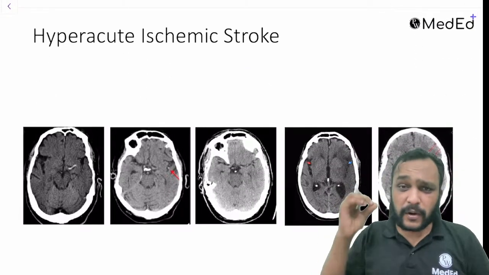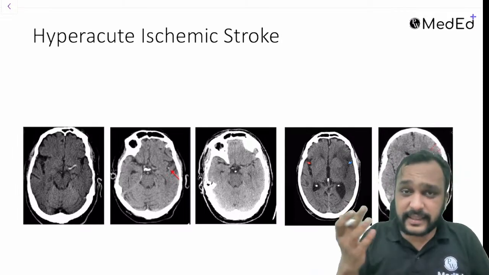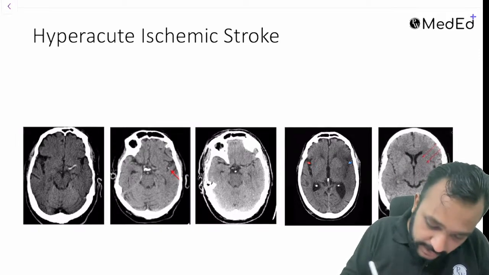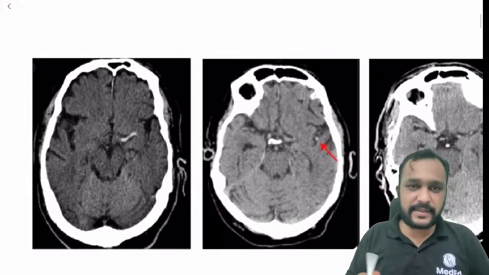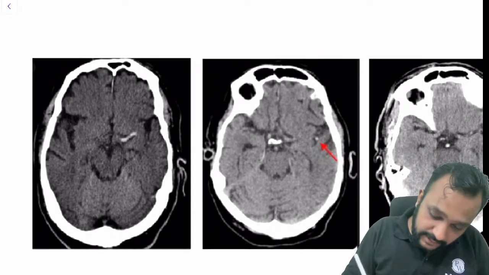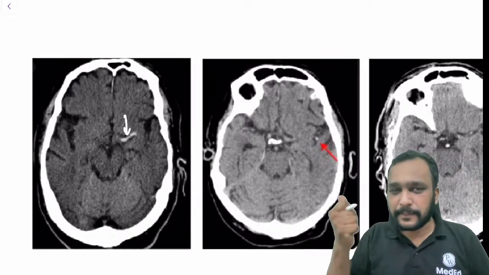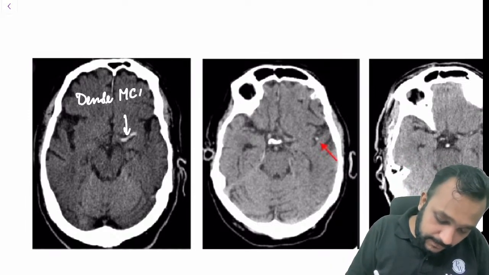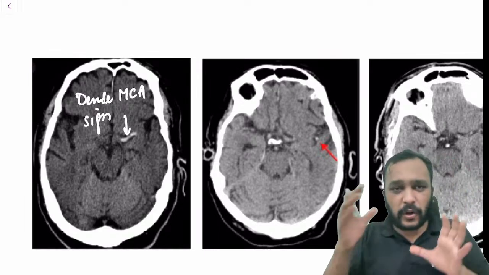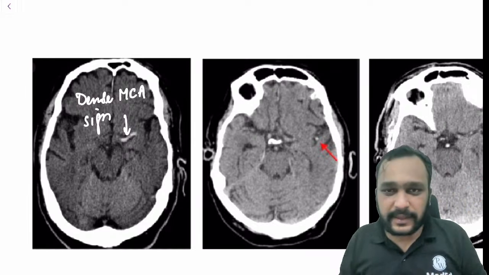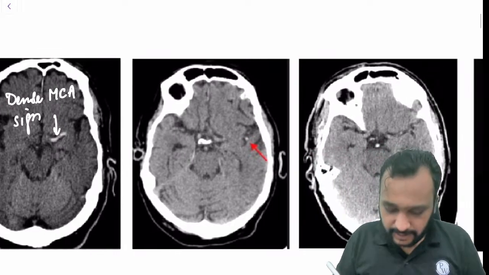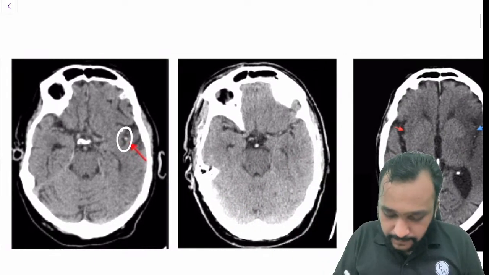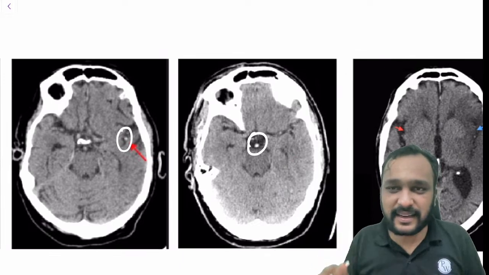Then guys, other important signs that you should be aware of are subtle signs that you can see on the CT images. So just have a look at this image. In the first image, you can see that the middle cerebral artery is appearing hyperdense. So this is the dense MCA sign, because of the thrombus within the middle cerebral artery, it is appearing bright. If the thrombus is seen in the Sylvian fissure, this is the Sylvian dot sign. If the thrombus is seen in the basilar artery, it is the dense basilar artery sign.